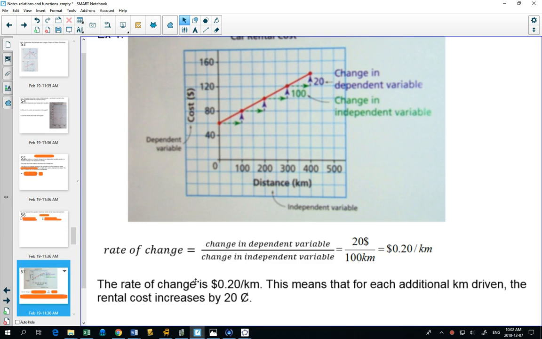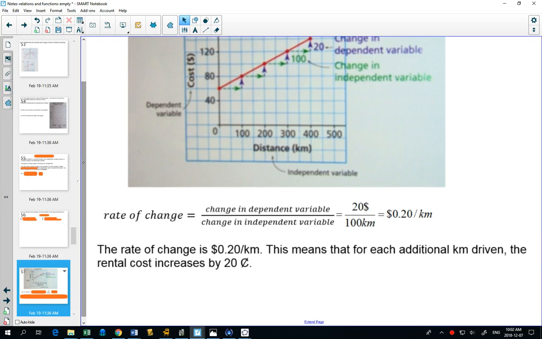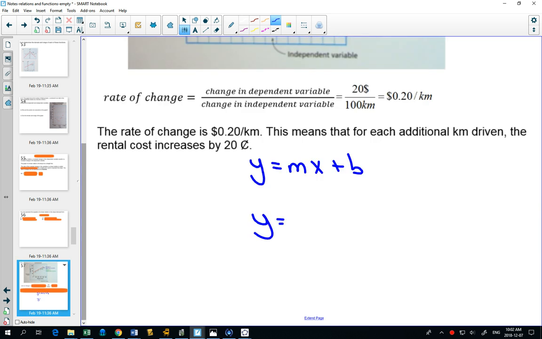And it doesn't say if that's per day, but often a company will have you pay an initial amount, and then here in this case, each kilometer more you drive costs you an extra 20 cents. So we could write an equation for this. Remember, the equation of a line is always the slope plus the y-intercept. In this case, our slope is 20 cents, and our y-intercept is 60.